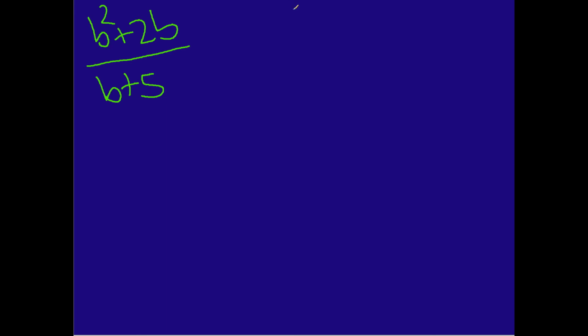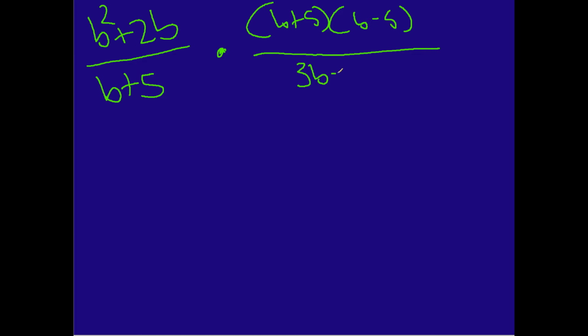All right. And then, of course, we're doing multiplication, so we can just draw the line and just keep going, basically. But let me do this. I'll put the multiplication sign, and then we got b plus 5, b minus 5, like so. All this over 3b minus 5.